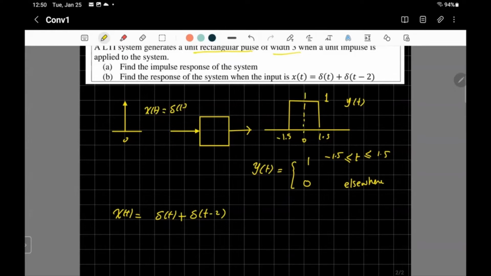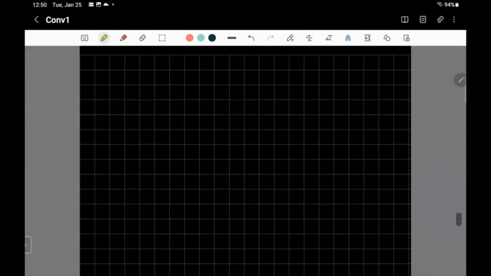Yeah, you add them together. Yes, exactly. You get the response of each one separately and then add them together. Why are we adding them? Because a linear system has the superposition property. So let's do that. The first one, delta t, we agree that's going to give us a rectangle.